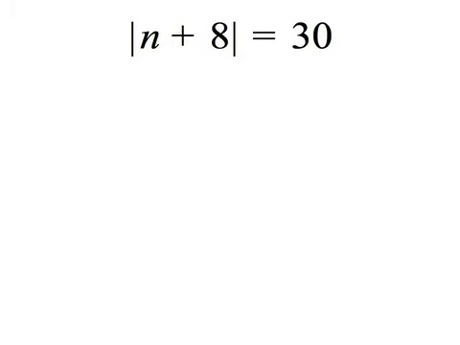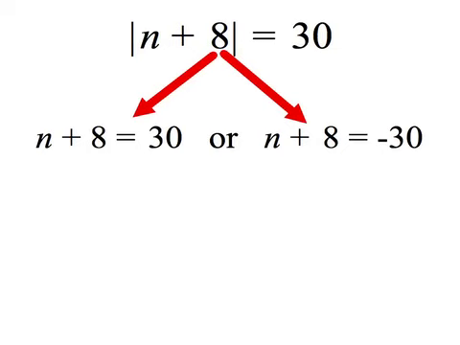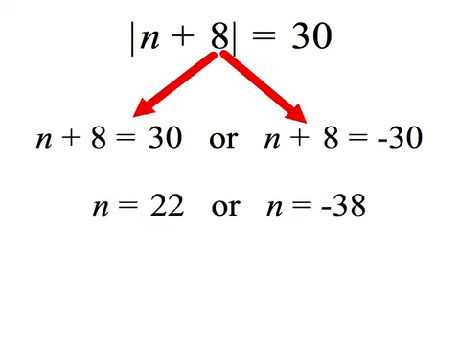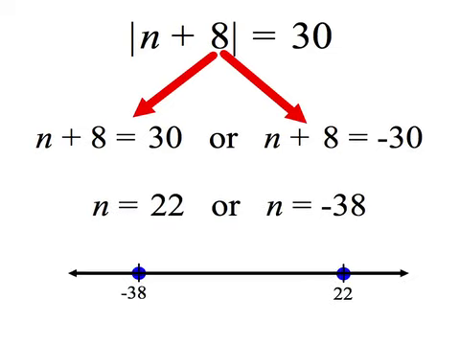A shorter way to write the equation is to not use substitution, or as the one textbook called it, chunking, but just to split it in half right there. Know that the expression n plus 8 could either be 30, or the expression n plus 8, the one that's inside the absolute value, could be negative 30, because then the absolute value would change it to positive 30. So we just split it right away. We add negative 8 to both sides. We get our two solutions, and then we graph.